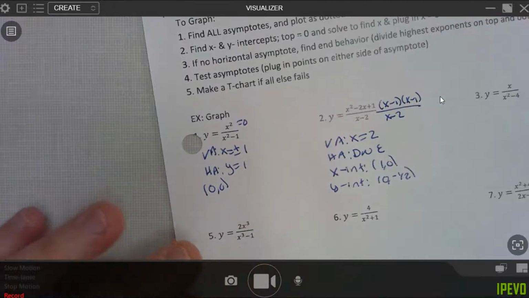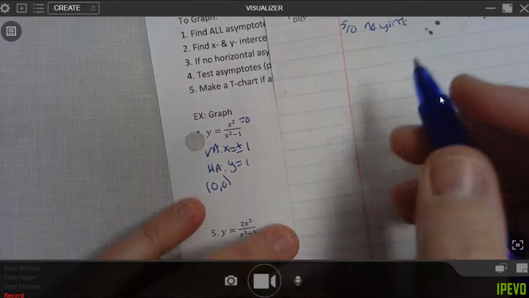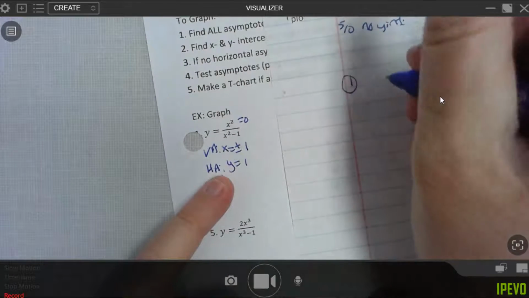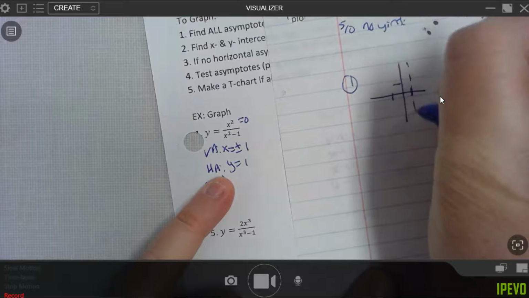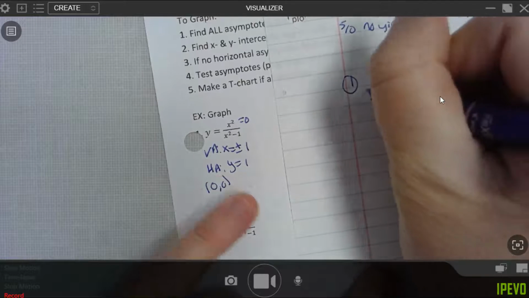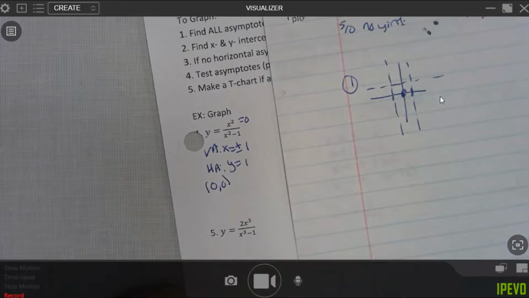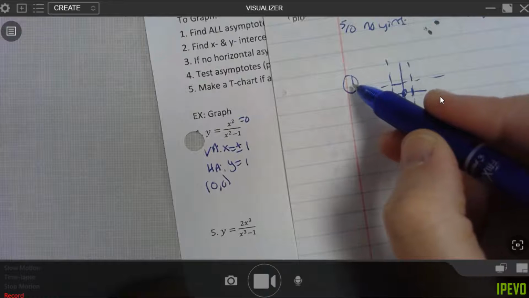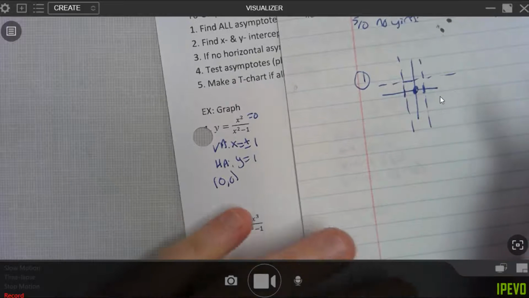All right, so now that I have all my stuff, I'm going to go ahead and graph some of these. So number 1, I'm going to go ahead and plot all my asymptotes. And 0, 0. Since this is 0, 0, most likely my graph is in the top left, top right, and then in the middle. But we can check them just to make sure.